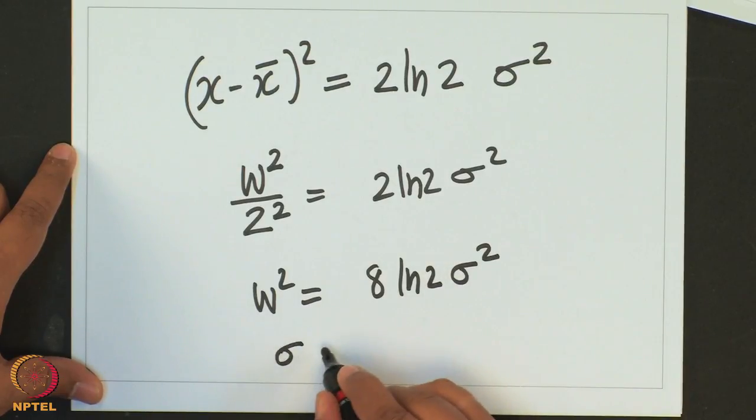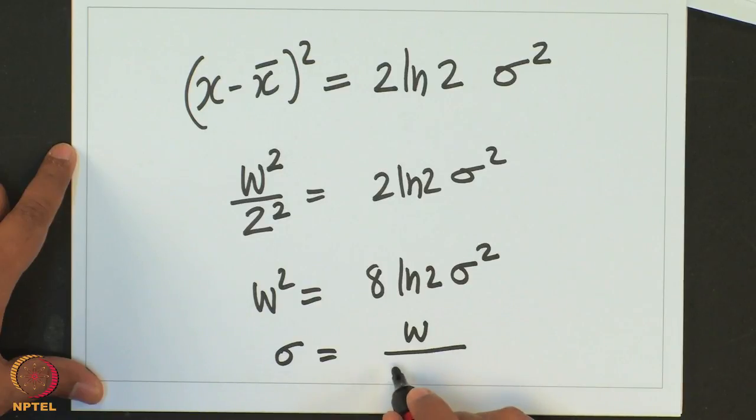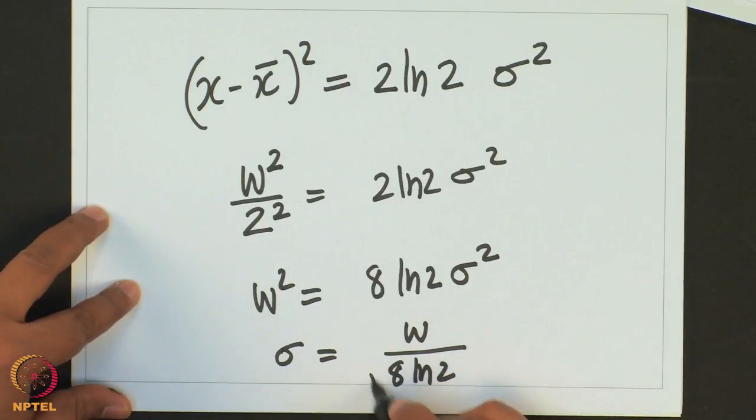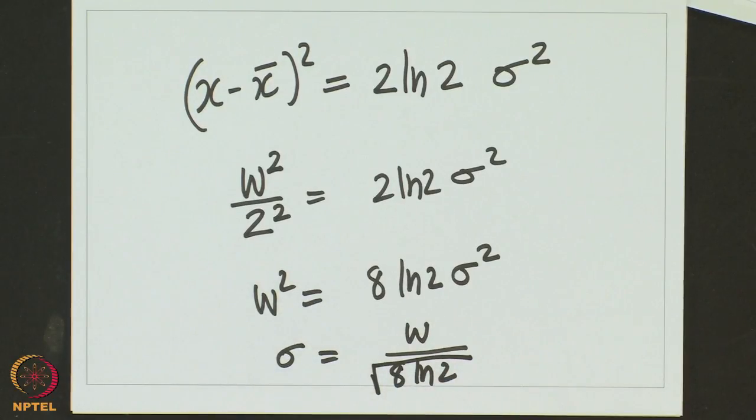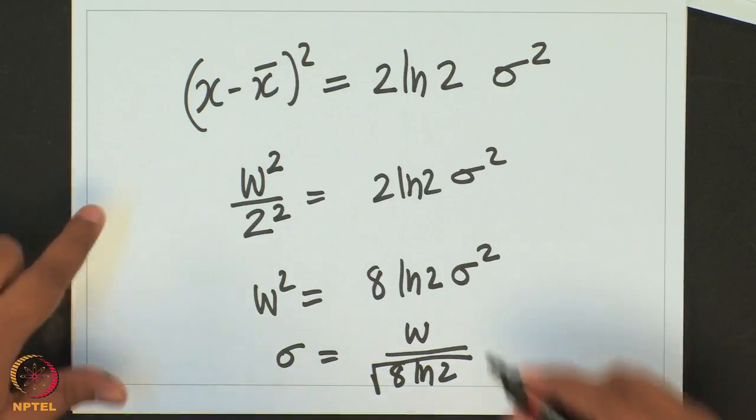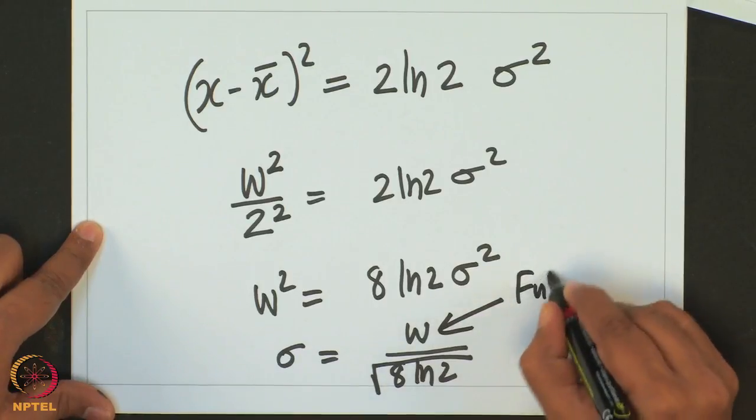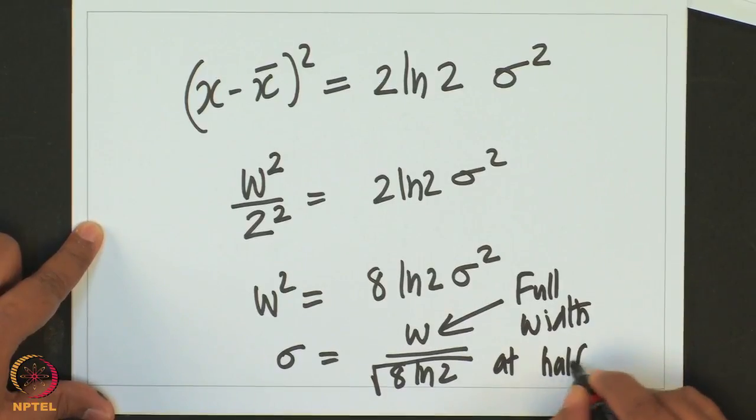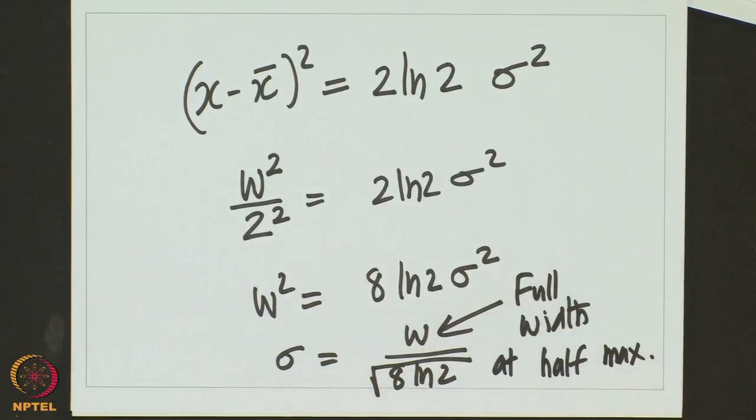In other words, sigma is w by root of 8 log 2. And this is what I would get, and one can calculate it if I know the full width at half maximum. So w is the full width at half maximum. If I know the full width at half maximum, I could get sigma by using this formula.